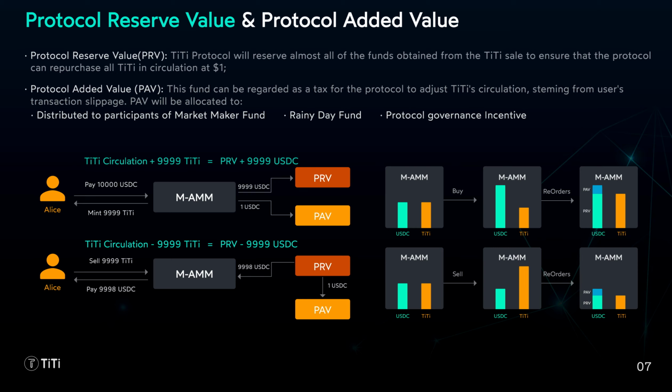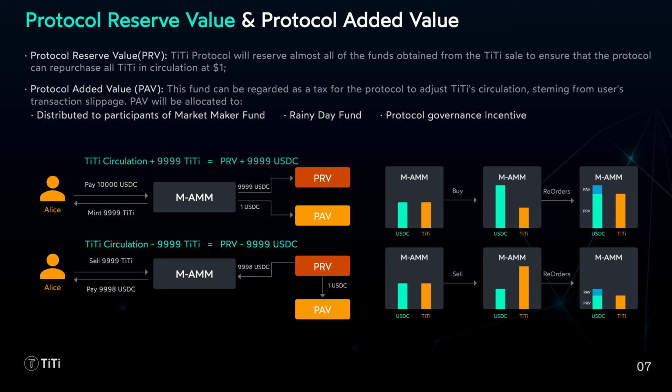PAV is short for the protocol added value. The most vivid explanation is that users pay a little bit of tax or transaction fee when they choose to mint and redeem TT in M-AMM. The tax is perpetual, that is PAV. A part of the fund in M-AMM changes according to the user transaction. Whether mint or redeem, each reorder comes with the growth of PAV.